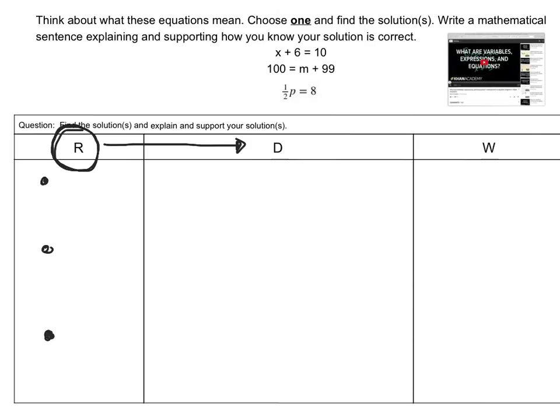At this time, please show your thinking in the draw. Let's begin the draw.